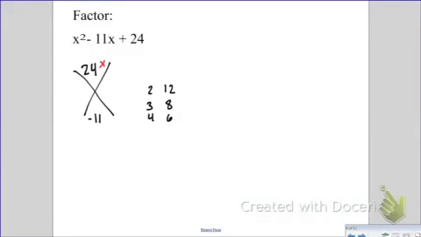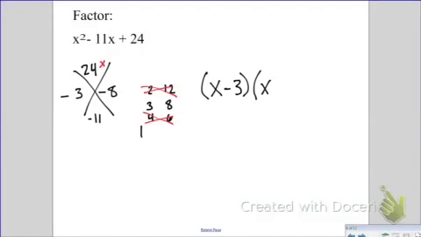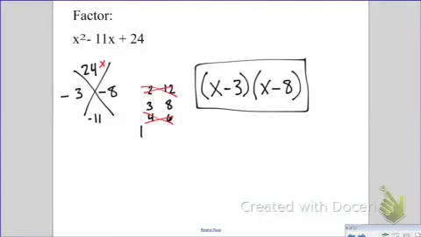12 plus 2 is 14. So no. 6 plus 4 is 10. No. 3 and 8, that's 11. So that's what we want to use. 3 and 8. Now, how's it going to make our negative 11? Well, they're both going to be negative. And if I multiply two negatives, I get positive 24. So now I write out my x minus 3 and x minus 8. And there's our factored out problem.